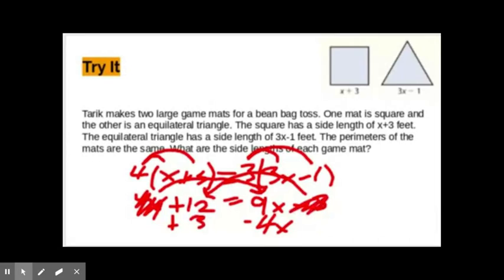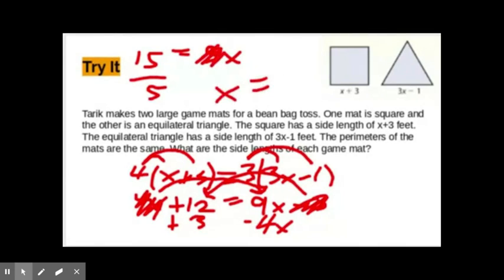12 plus 3 is equal to 15, and 9x minus 4x is 5x, so we have 15 is equal to 5x. Then you have your final step of getting x by itself. You need to do the opposite of multiplication, which is division, so you're going to divide by that 5, which will make that go away, and x will be equal to 3.